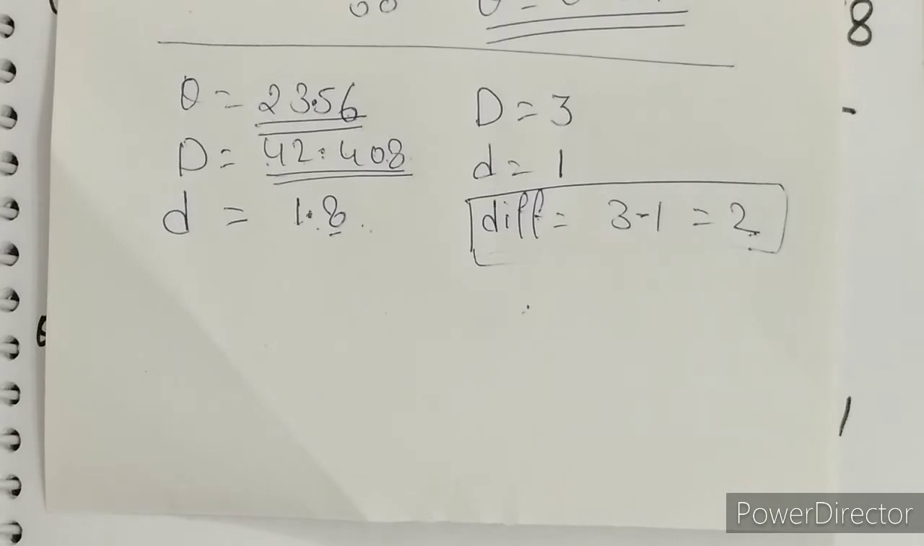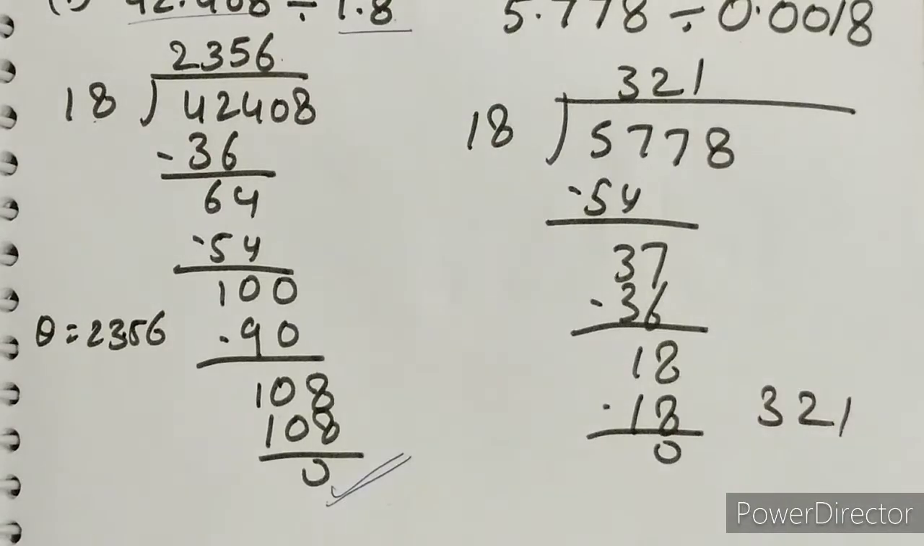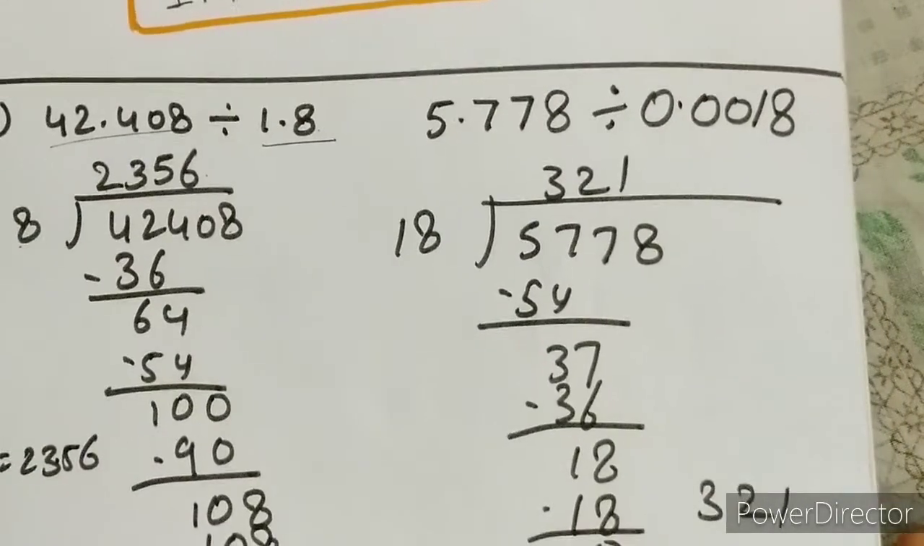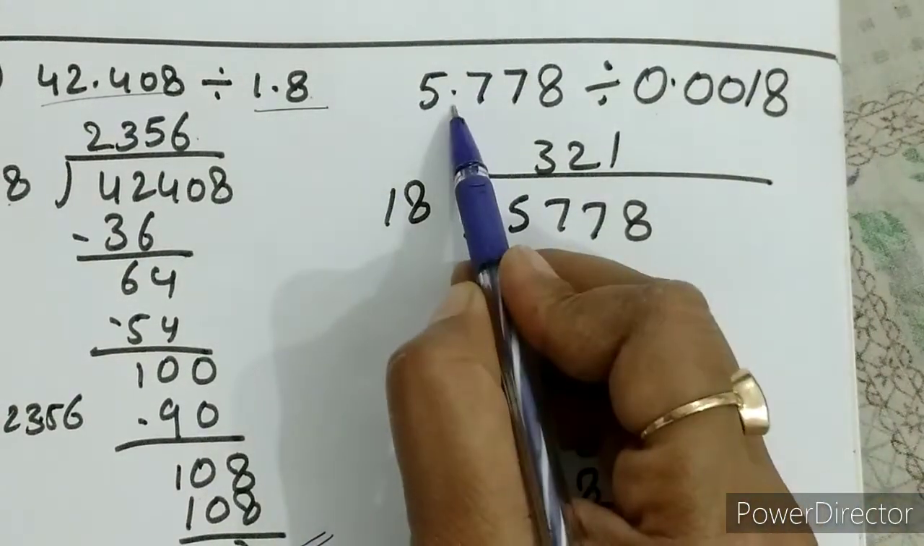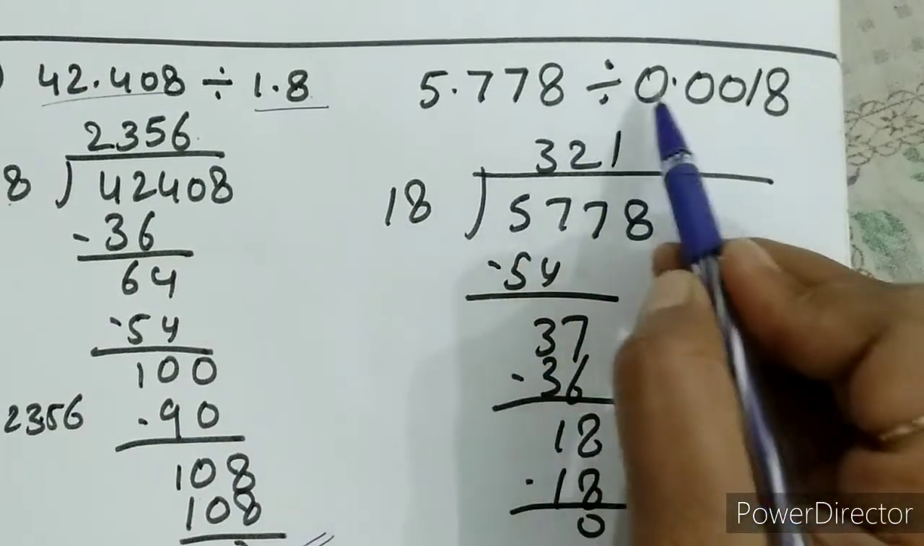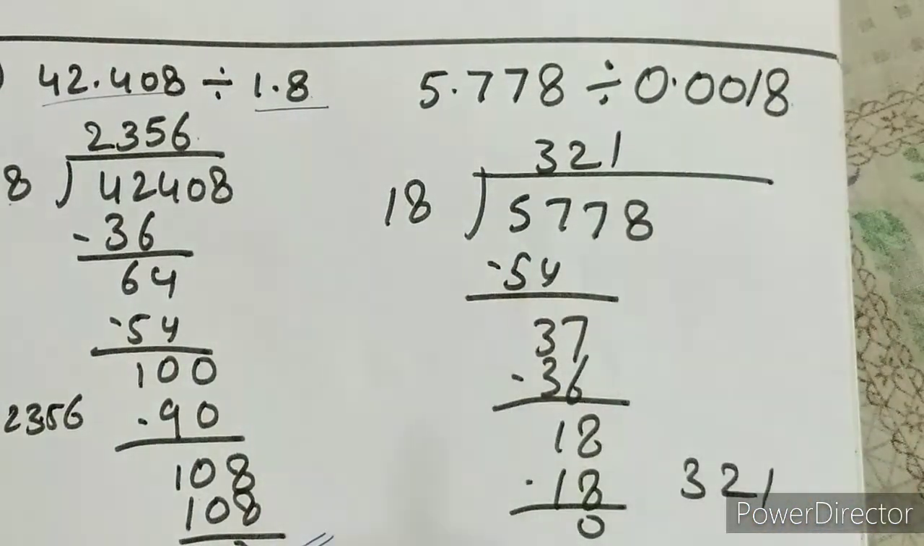In the second case, I'll tell you about if the number of numbers after point in dividend is less than the number of numbers in divisor after point, then how will you understand where to put the decimal point. Okay, I have taken one question of such type also. See, 5.778 divided by 0.0018.